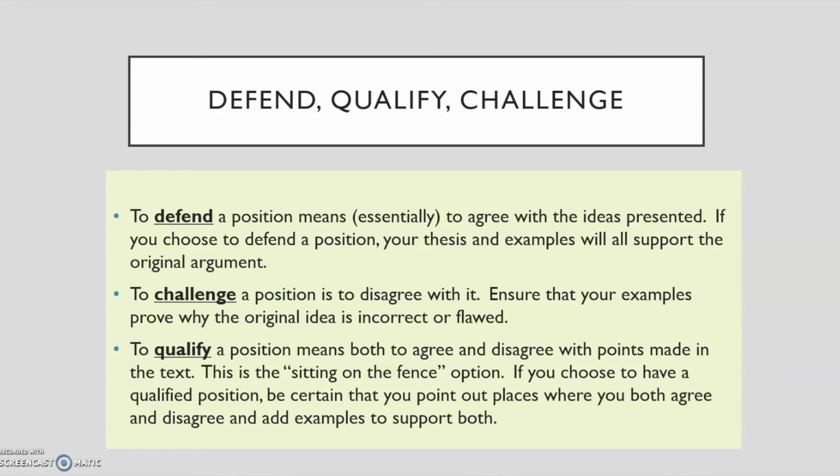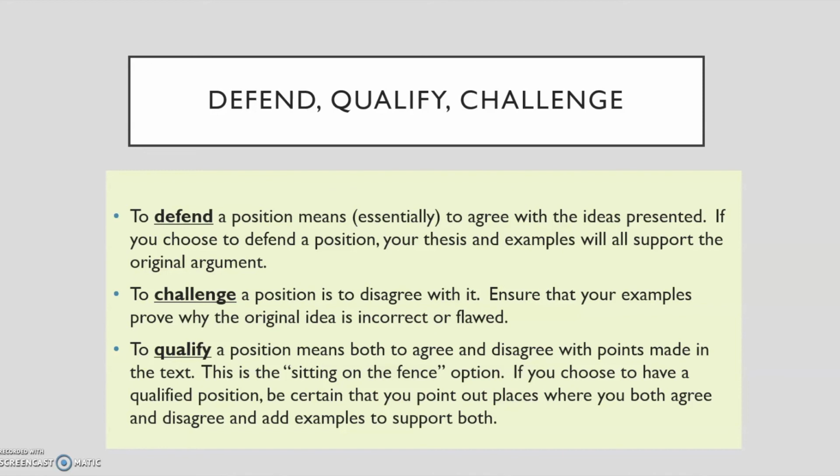the author. And finally, when you qualify, if you choose to qualify, you will agree and disagree with the author's argument. You'll need to be sure to include specific reasons for why you agree with the argument, as well as specific reasons for what you feel should be challenged.